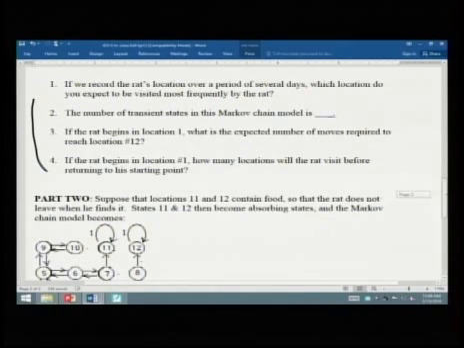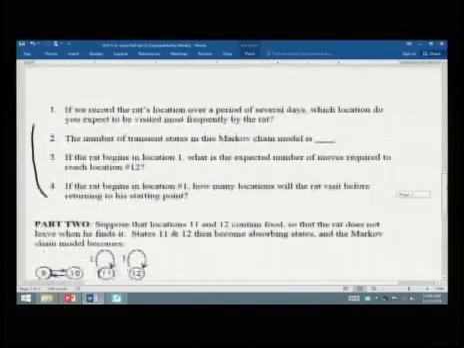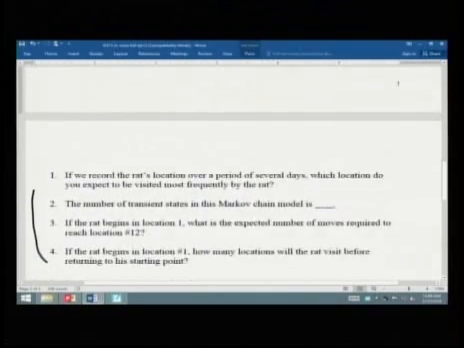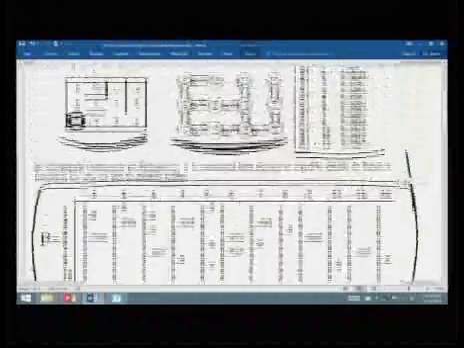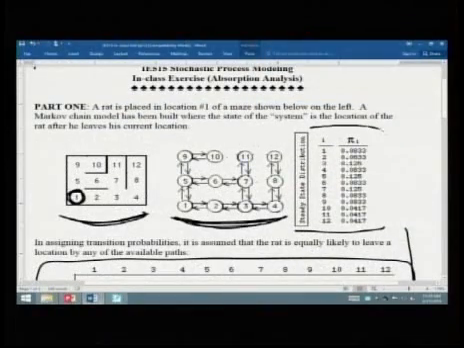Okay, so how do you answer the first question? If we record the rat location over a period of several days, which location do you expect to be visited most frequently by the rat? What? I'm sorry? The steady state. Okay, so we can use the steady state probability distribution, right, to answer that question.